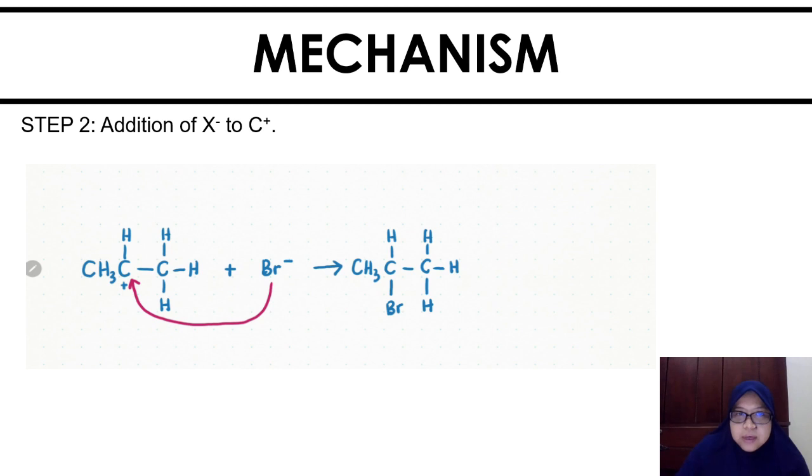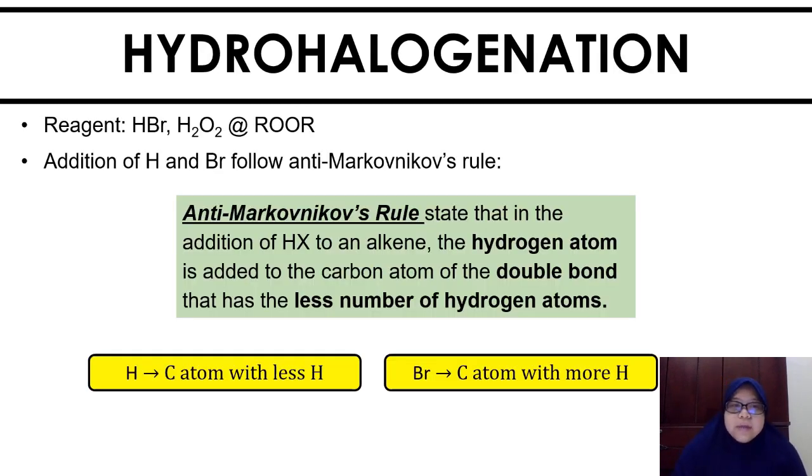Okay, forming our product. So that is the mechanism of hydrohalogenation reaction. Okay, we look at another reagent of hydrohalogenation, which is HBr dissolved in peroxide, H2O2 or ROOR. H2O2 and ROOR here we call peroxide.